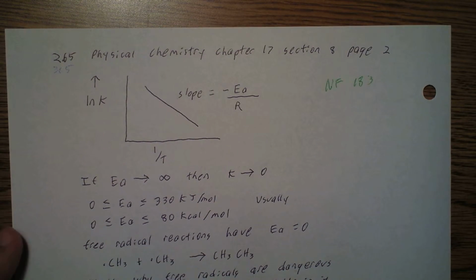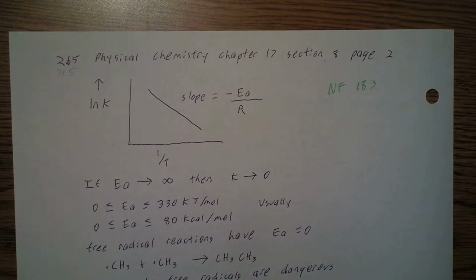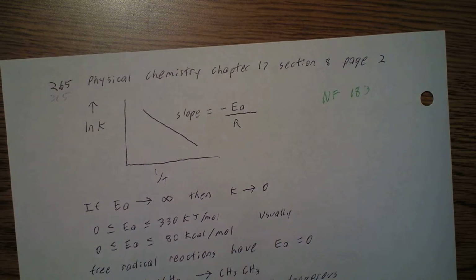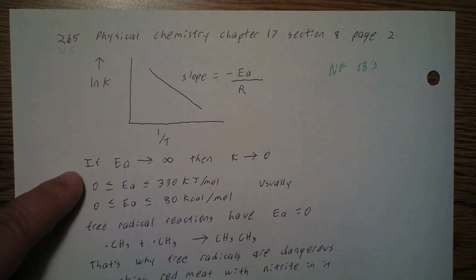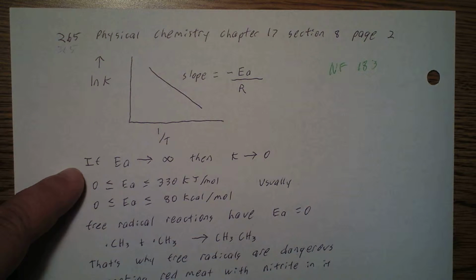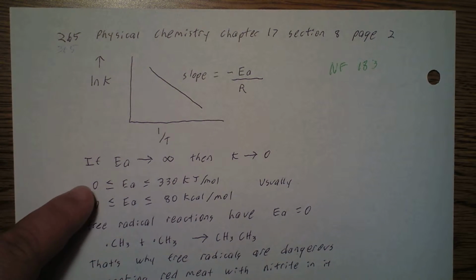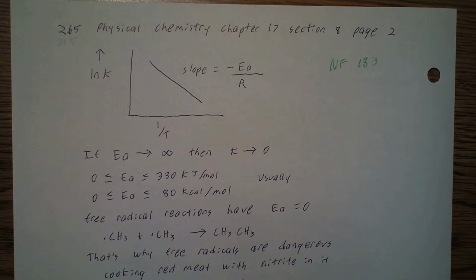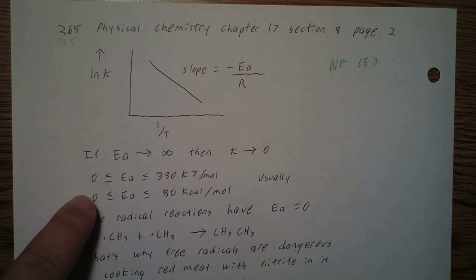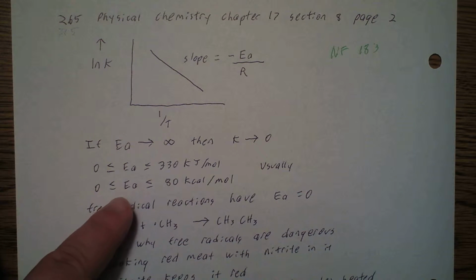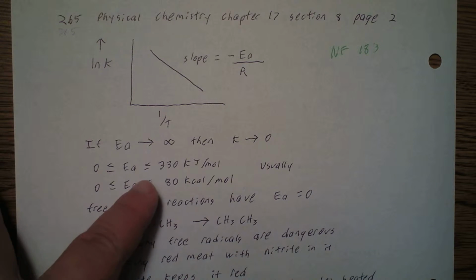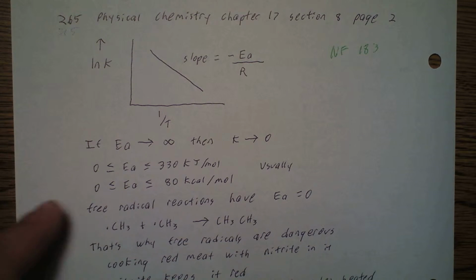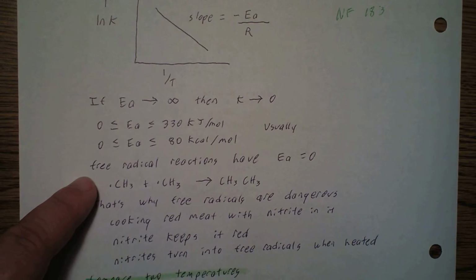Here's a graph of natural log of k versus 1 over T. Now this is a straight line. The slope is minus Ea over R. So if Ea approaches infinity, then k approaches 0. So the activation energy is usually greater than 0 and less than 330 kilojoules per mole, or less than or equal to 80 kilocalories per mole. Now, there are exceptions.